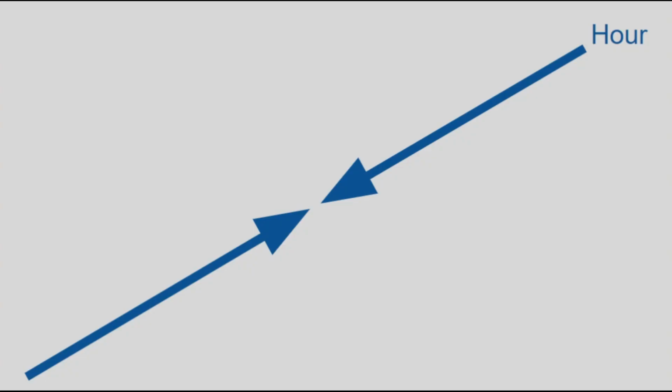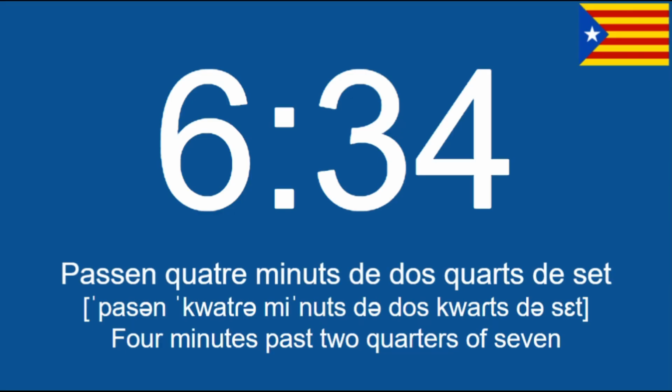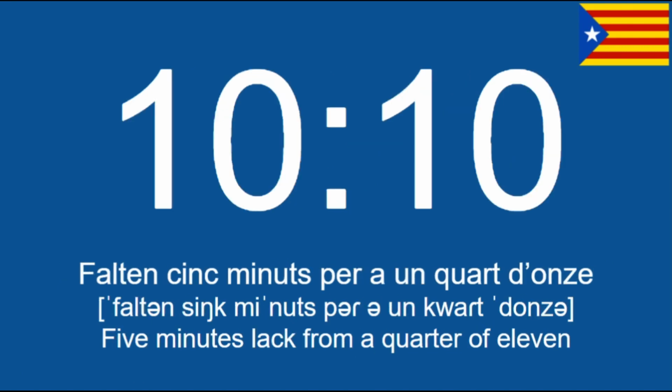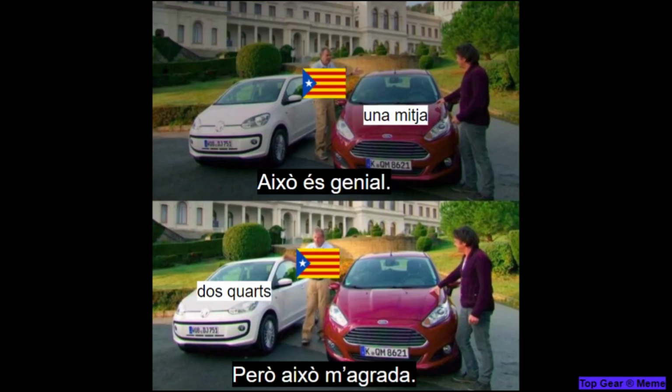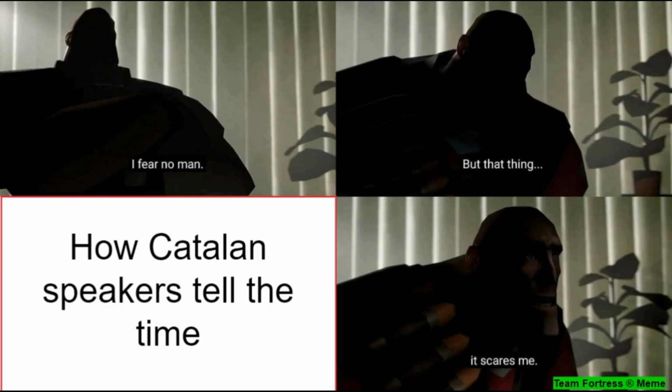Like Russian, Catalan also states times based on the next hour, but what's super unique about Catalan time-telling is that they count minutes off of the quarter hours. As an example, 6:34 would be pasan 4 minutos de 2:47, or 4 minutes past 2 quarters of 7, the 7th hour, and 10:10 would be faltan 5 minutos para un quart d'onze, or 5 minutes lag from a quarter of 11, the 11th hour. Oh yeah, also they say 2 quarters instead of half an hour. The moral here is that you should definitely set aside some time in your target language to learn your way around the clock. Also, beware of Catalan chronology.